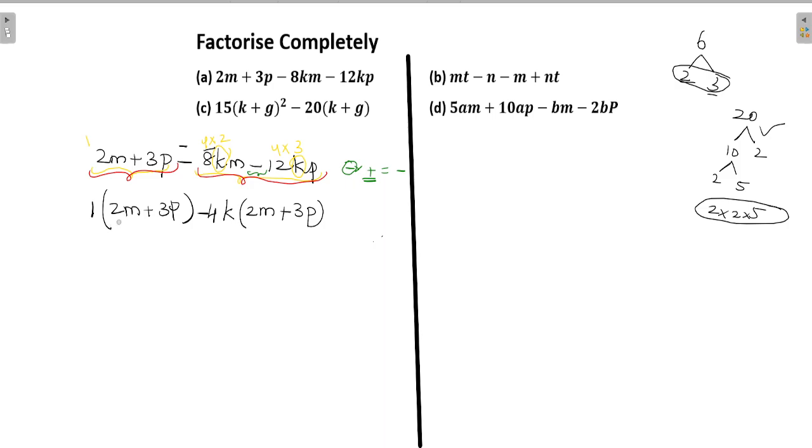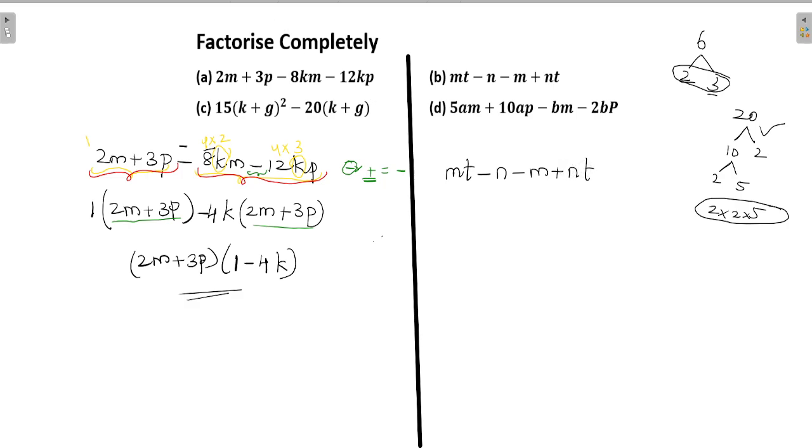Now 2m plus 3p, 2m plus 3p are a factor of both terms. So 2m plus 3p is common. Then the remaining terms are 1 minus 4k. These are the factors of the first expression. Let us do the second expression: mt minus n minus m plus nt.